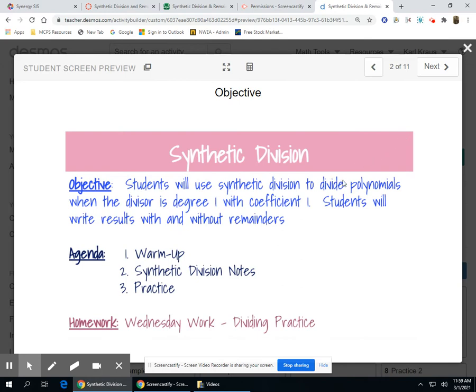So the objective today, students will use synthetic division to divide polynomials when the divisor is degree 1 with a coefficient of 1. Students will write the results with and without remainders. So we just did the warm-up, we did the notes, and then some practice. And the homework is, if you haven't done the dividing practice, synthetic division, then you can do that on Wednesday.